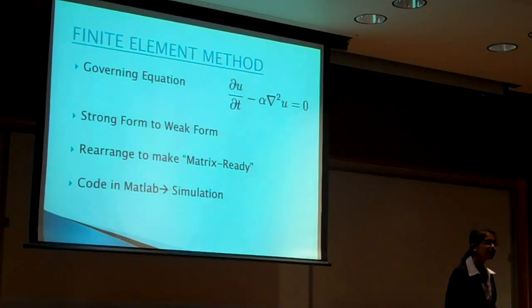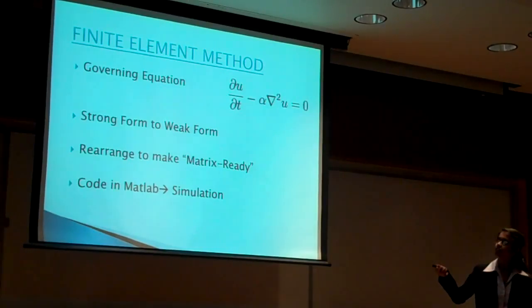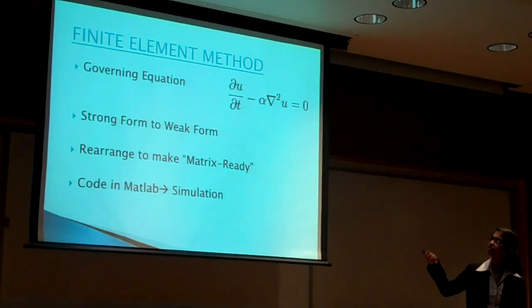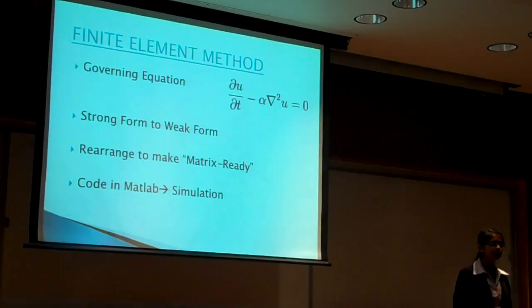The way I used the finite element method was the weighted residual method. The basic steps are the following. You take the governing equation pictured on the right, and you derive the strong form by using the boundary conditions and the governing equation. Then you derive the weak form from the strong form, rearrange the weak form to make it matrix ready, so to speak, and program it in MATLAB, and you get your simulation.